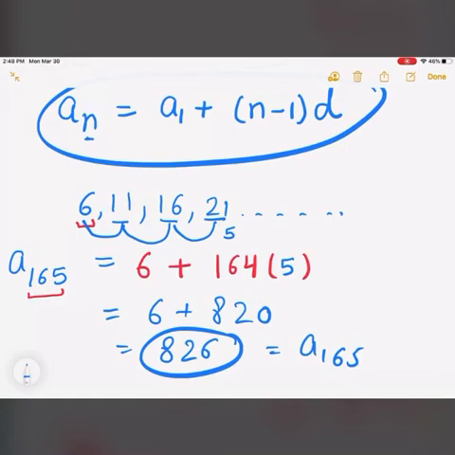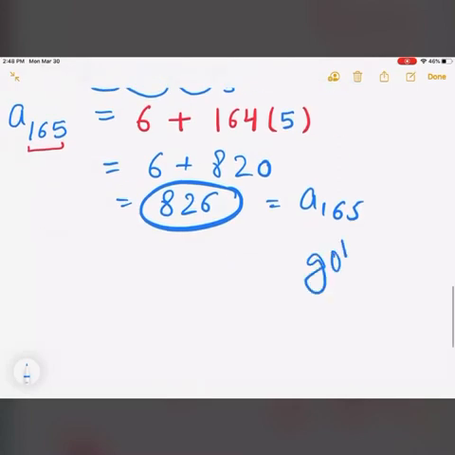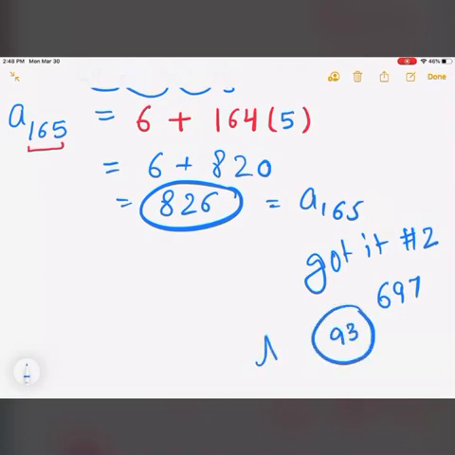Okay, so that was my first example. If you want to try one like this, you can try problem number 2 of Got It? on page number 697. And for part A, the answer is 93 if you want to check. So you can try first, and I'm giving you the answer right away so that you can check if you're doing it right or not. Okay?